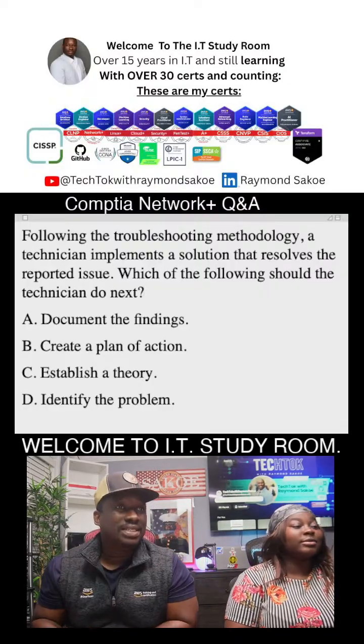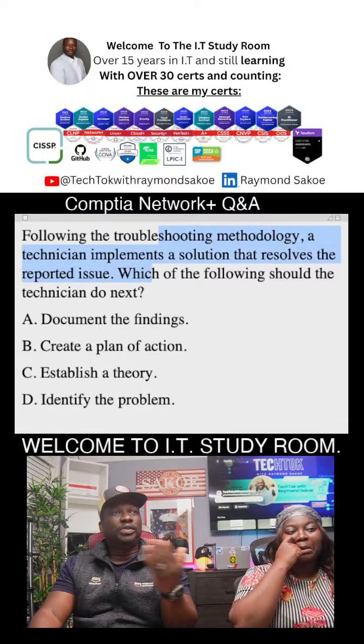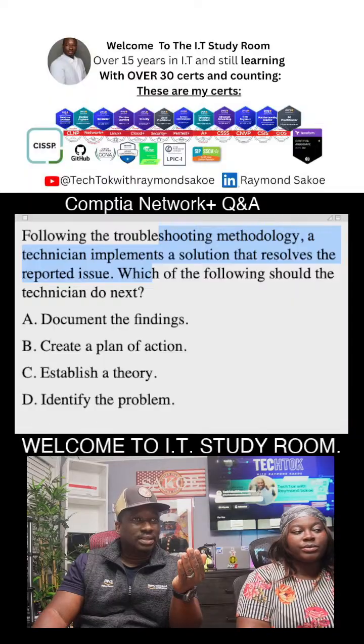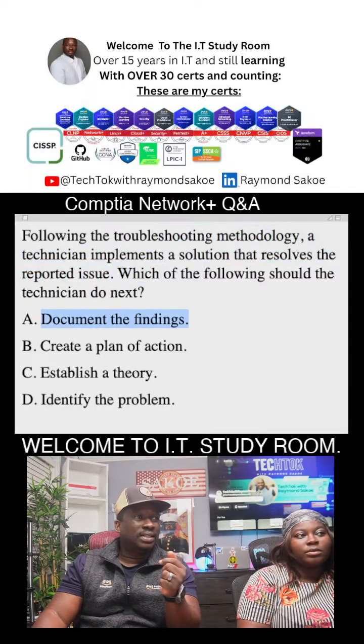Is the answer A? Yeah, the answer is A. Document the findings, right? The solution has been resolved, and the next step is to document the findings.